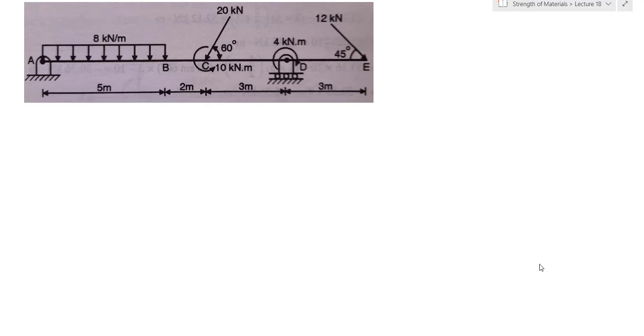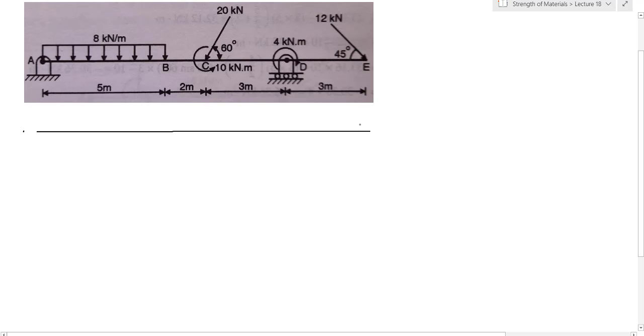So this is the next sum that we will be solving in our question series on SFD and BMD. The first thing that we have to do is start with drawing the diagram as it is shown here, right? So we will draw the diagram. First of all, draw this horizontal line, right?